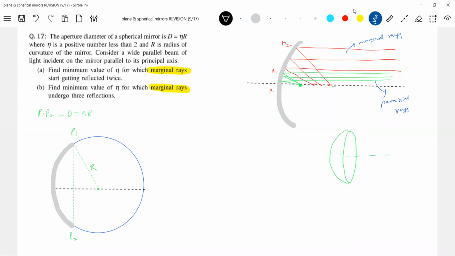A marginal ray is incident. Find the minimum value of eta for which marginal rays start getting reflected twice. I think there's one reflection, and afterward there's another reflection. The rays are incident. After one reflection, then again the second reflection. What can be this angle? This should be 45, 45.